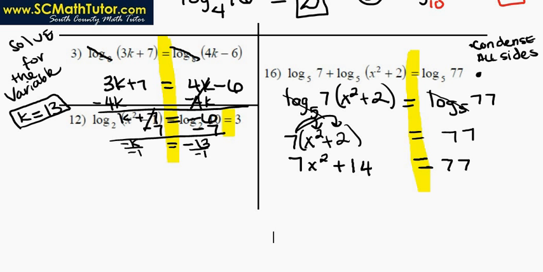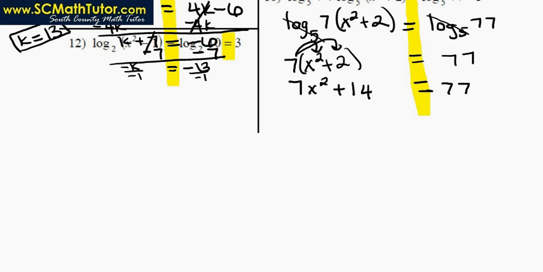Okay, 7x squared plus 14 is equal to 77. Since this is a quadratic, there's many ways you can do this. We can go ahead and try to see what's going on. Let's get all the numbers, since there's only two terms, on the right side. So subtract 14 on both sides, just to see what this is trying to do here.